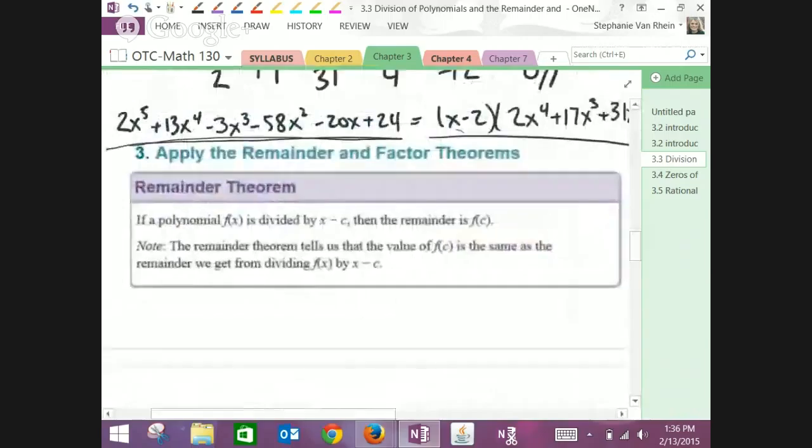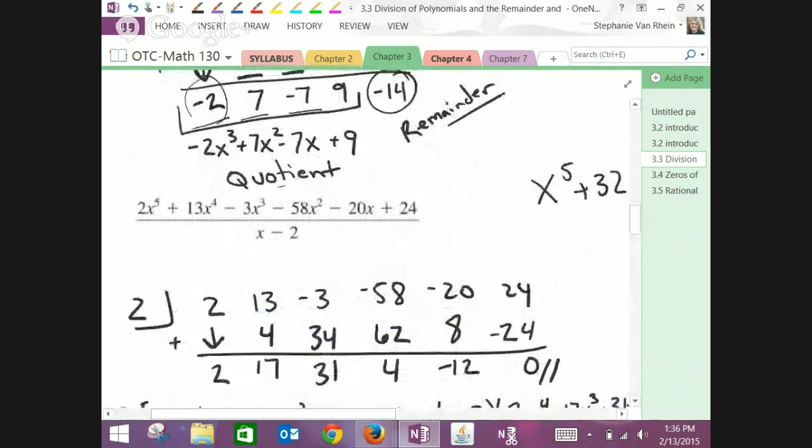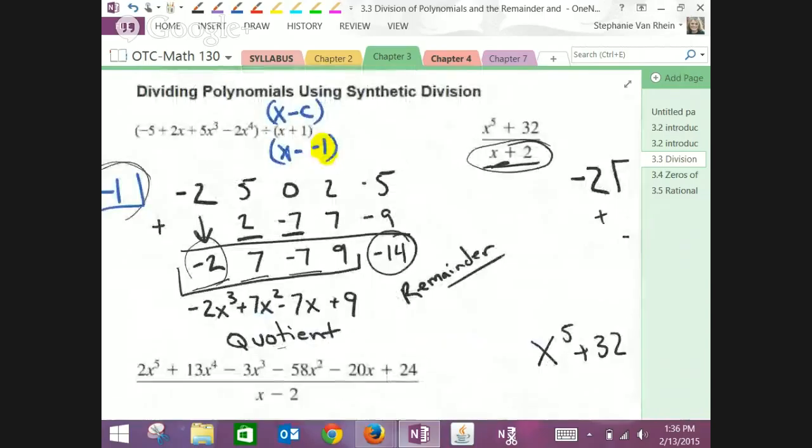So this is kind of where we're leading to, and there's a theorem called the remainder theorem. If a polynomial f of x is divided by x minus c, then the remainder is f of c. So if I asked you to plug in minus 1 to this polynomial, your calculator should tell you minus 14. The remainder is minus 14, right? So if I plug minus 1 in here, I should get minus 14.